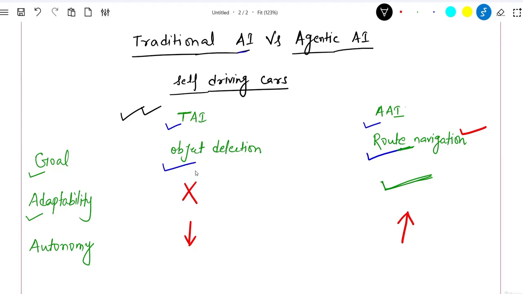In the next lecture, what we are going to do is take an LLM and try to understand how an agentic AI system will work step by step with one of the prompts. Let's try to understand that in the next lecture.